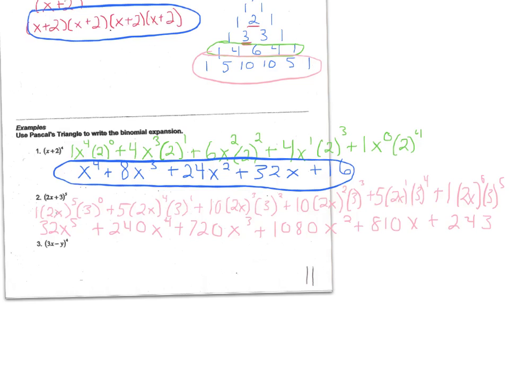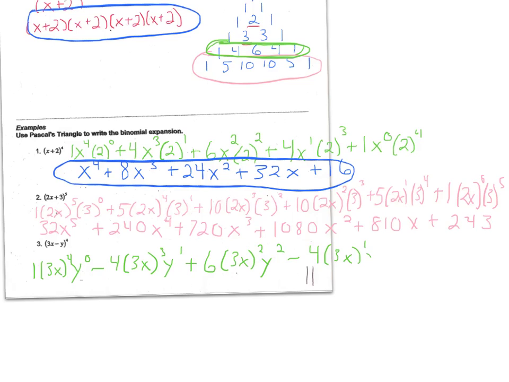For our next one, we have a negative in between the two terms. Whenever you have a negative in between two terms, you're going to do the same thing except the signs are going to alternate. So we want to use again the 4th row of Pascal's triangle since it's being raised to the 4th. So we have 1 times 3x to the 4th times y to the 0. And since that's positive, we're going to make the next one negative. So then we have 4 times 3x to the 3rd, y to the 1st, and now we're going to do a positive, so we're alternating. Then we have 6 times 3x squared, y squared, minus 4 times 3x to the 1st, y cubed, and then plus 1 times 3x to the 0, y to the 4th.